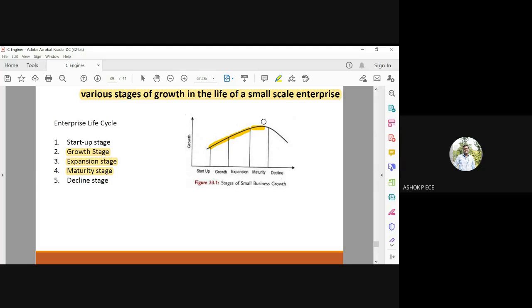If at this point you don't make the right decisions, then definitely you will have a decline. So decline happens after your maturity. Your company has achieved peak growth, and due to improper management, a decline in growth has occurred. And this cycle will repeat again, because no company will always have positive growth. Some companies have positive growth, some have negative. The negative growth is called the decline stage.